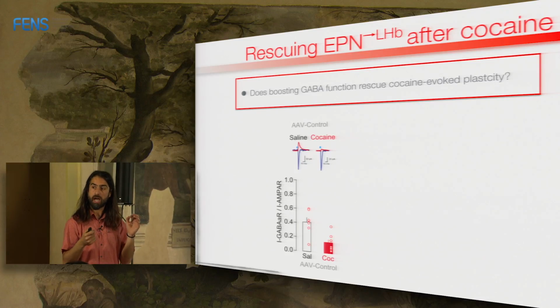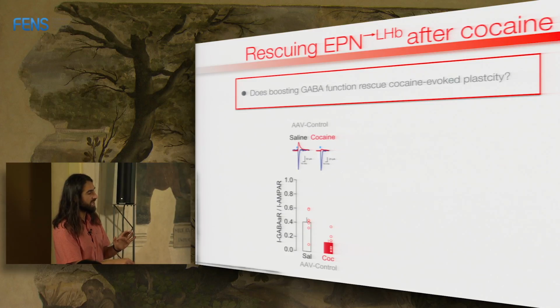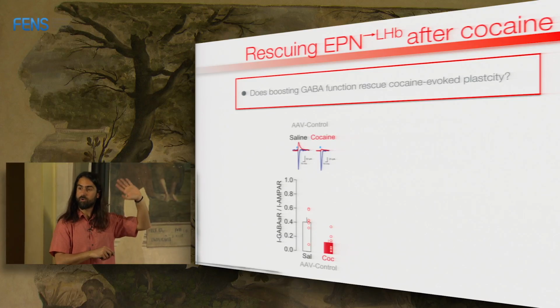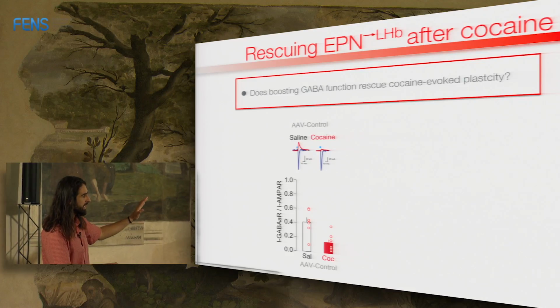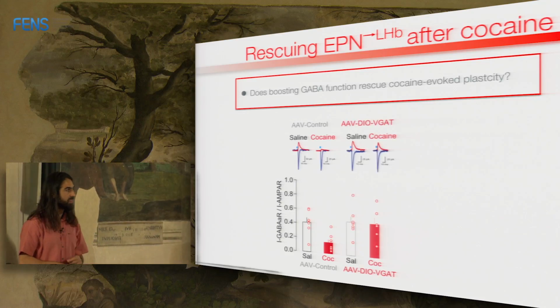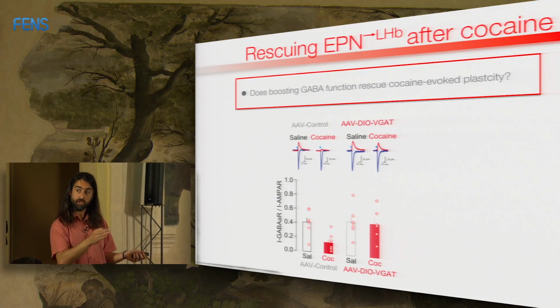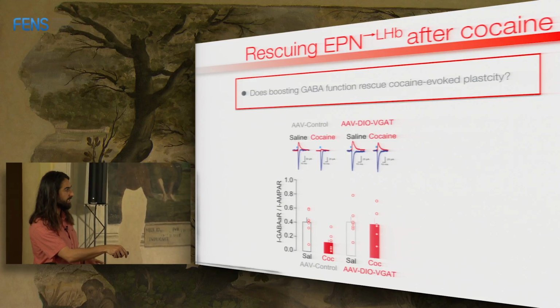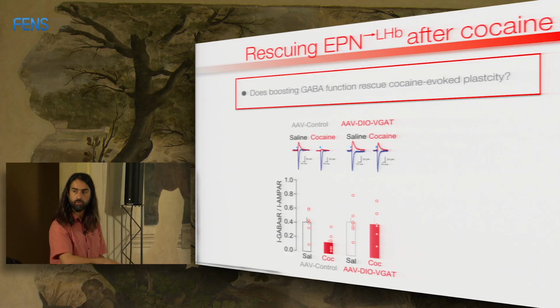Now, what happens to our transmission there? These are the experiments that were run with the AAV control. So here, the CAV2-Cre leads only to mCherry overexpression. And after cocaine, you can still see here the decrease in GABA-A/AMPA ratio. But then, when these synapses were challenged with the CAV2-Cre after cocaine, we find that the GABA-A/AMPA ratio was completely normalized and was actually comparable to even the saline condition.